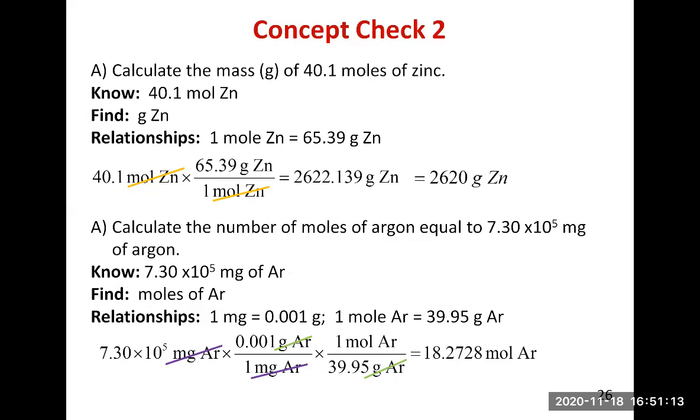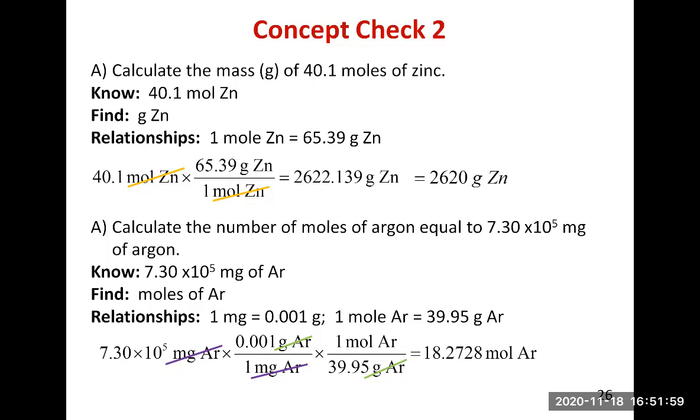So you're ready to do this in the calculator, and it's 7.30 times 10 to the 5th multiplied by 0.001 and divided by 39.95. And the calculator answer is 18.2728 moles of argon. Because the given amount has 3 sig figs, the 7, the 3, and the 0, that 0 is significant because we see the decimal point, and it's in scientific notation, so whatever is shown in the decimal part of the scientific notation is significant. So 3 sig figs.